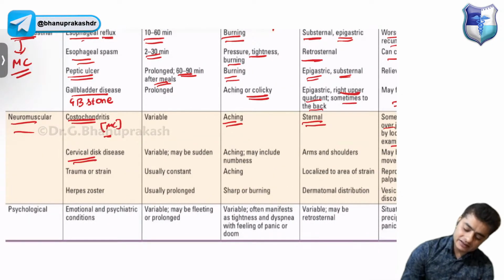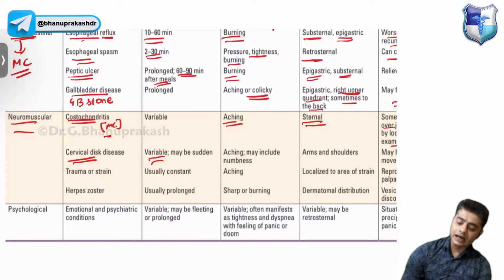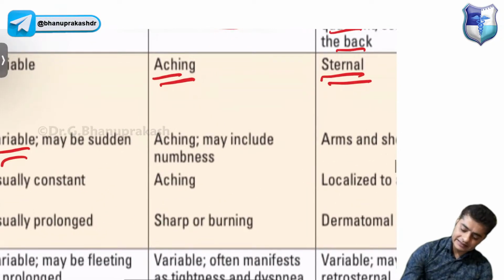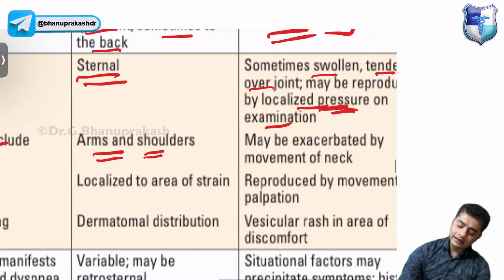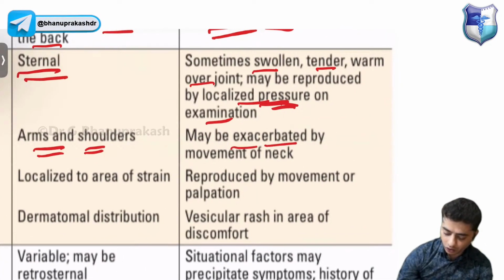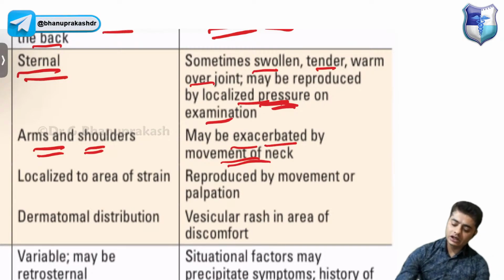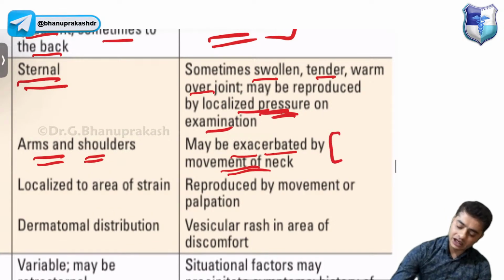Other is cervical disease, which is variable. Again, it is aching, and may include numbness. It may relate to your arm and shoulders, and it may be exacerbated by movement of the neck. That's why generally an ortho physician prescribes you rest.